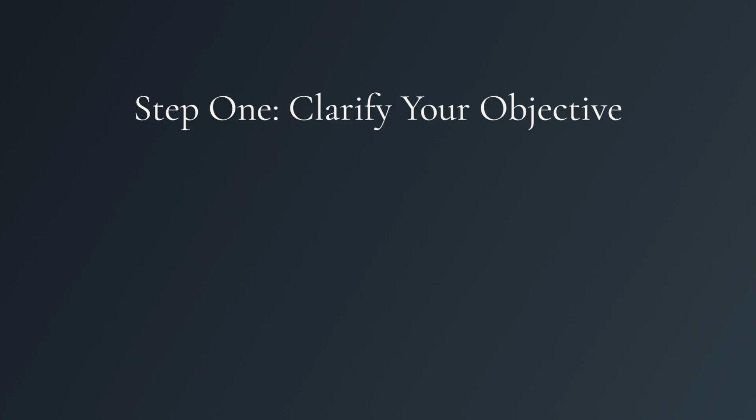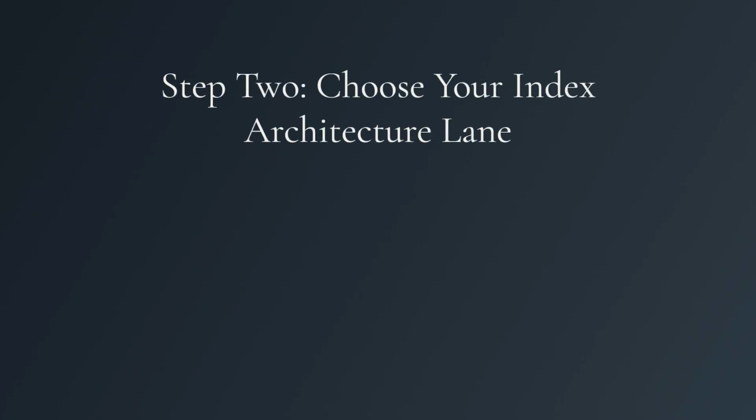Step 1 summary. You're not choosing an index. You're choosing a growth experience. Once you know that, everything else falls into place. Step 2. Choose your index architecture lane. Now that you know your objective, you choose which type of index design best supports it. There are 3 lanes, 2 index types, and 1 measurement style.